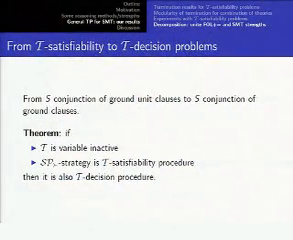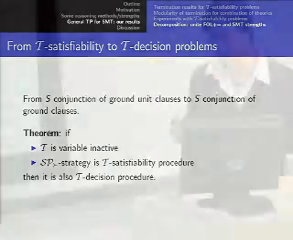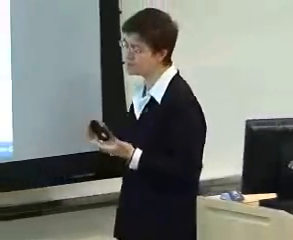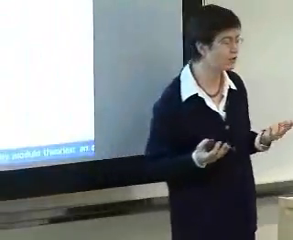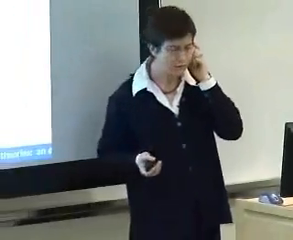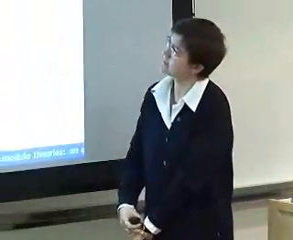But again, most problems are not really only T-satisfiability problems. They come with general clauses. They come with disjunctions. So we do not just have sets of ground literals, but we have sets of ground clauses. So we want to go from assuming that S is a conjunction of ground unit clauses to having S as a conjunction of ground clauses.